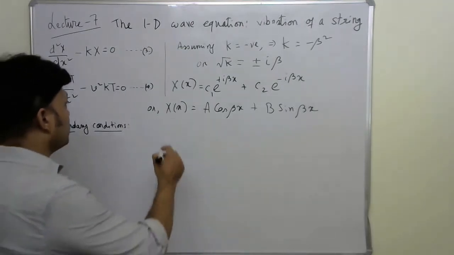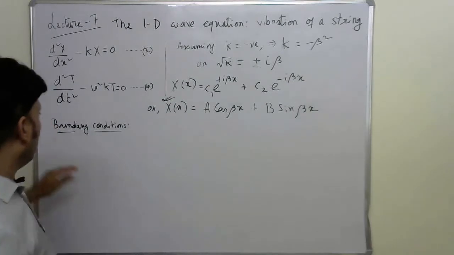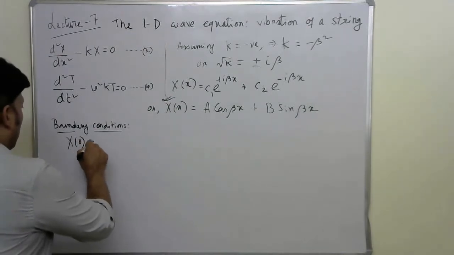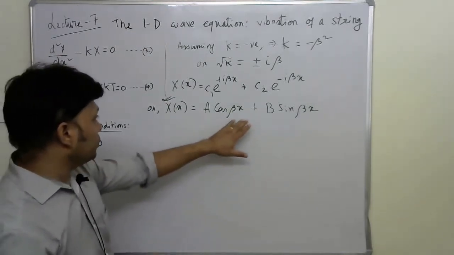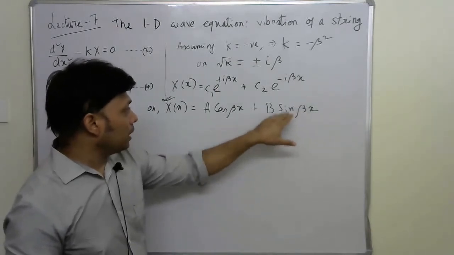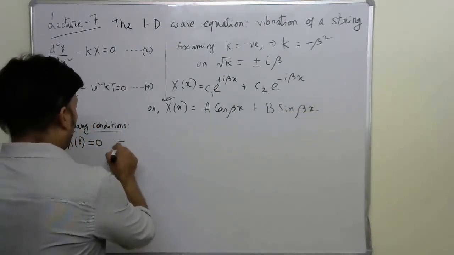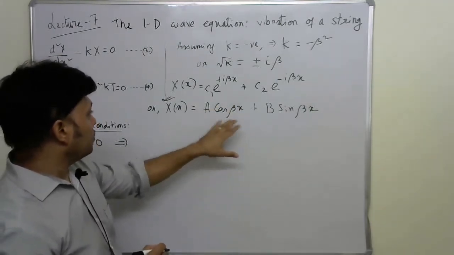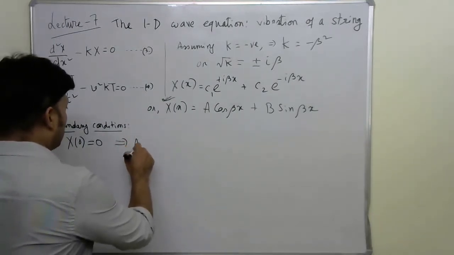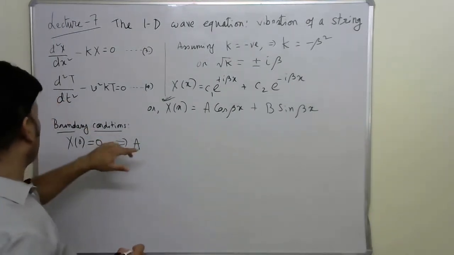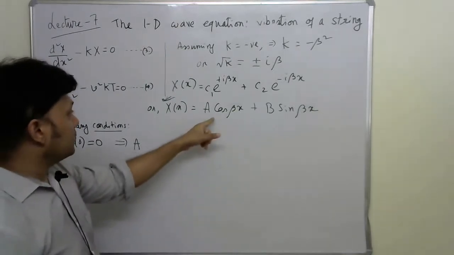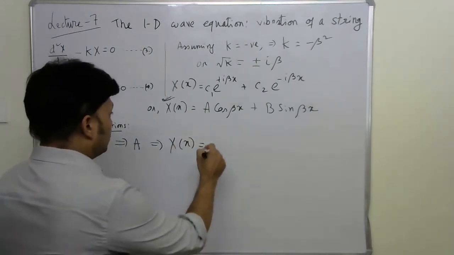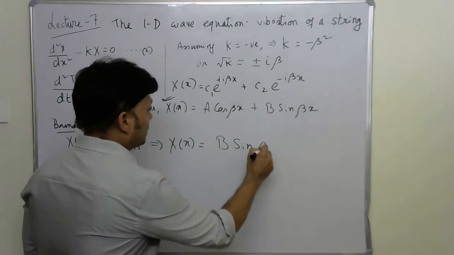So now let's concentrate on this format. And then let's apply our boundary conditions. The boundary condition says that at x equal to 0, u is equal to 0. So if we put x equal to 0 here, this part becomes 0, because sine 0 is 0. Then cos 0 becomes 1, so this becomes equal to a. So obviously we find from the first boundary condition that a, this coefficient, becomes 0. So this tells us that X of x is equal to b sine beta x.